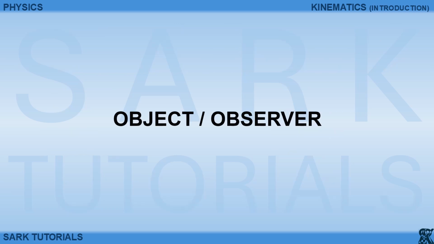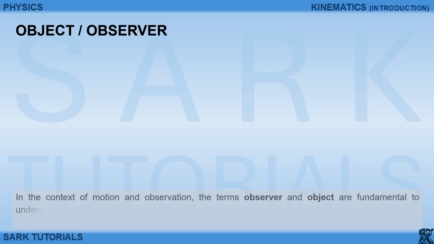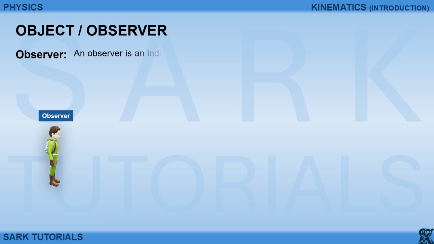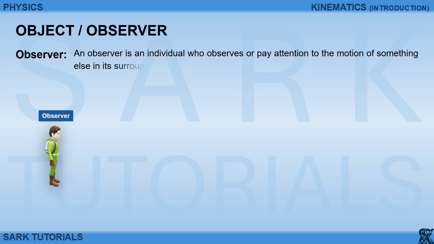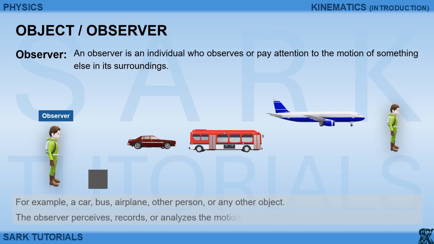Object and observer. In the context of motion and observation, the terms observer and object are fundamental to understanding how motion is perceived and analyzed. These roles define the entities involved in any observation of motion. An observer is an individual who observes or pays attention to the motion of something else in its surroundings. For example, a car, bus, airplane, other person, or any other object. The observer perceives, records, or analyzes the motion of the object from his frame of reference.